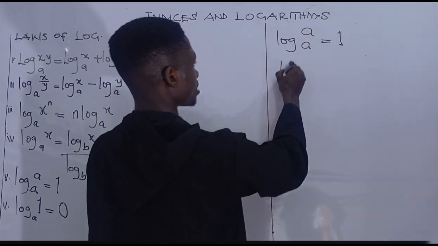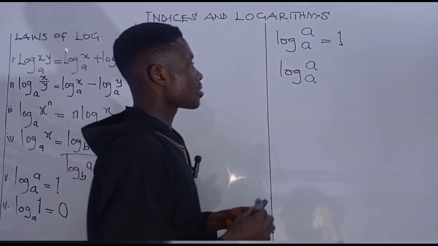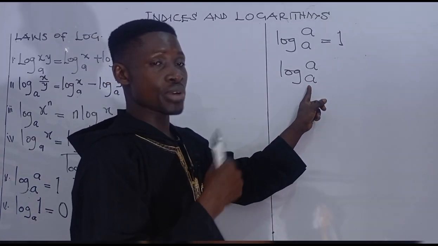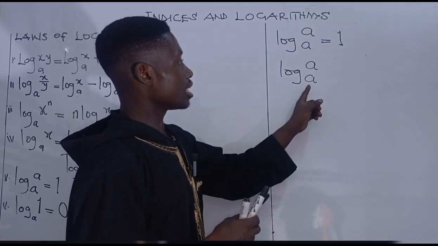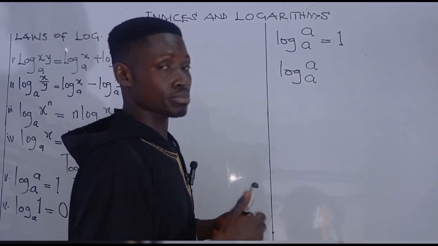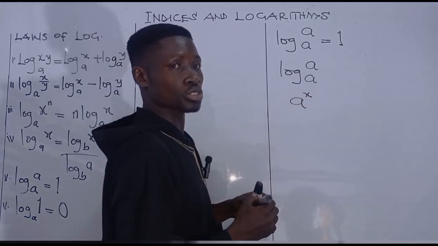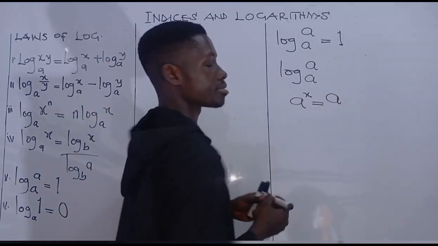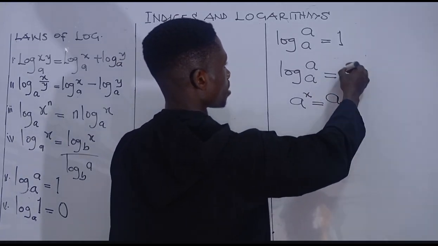Now this can be explained as: to what power must a be raised to produce a? In other words, a raised to what power will give us a? So we can write it mathematically as a raised to what power? We don't know that power, so let x represent that power, which will produce a.